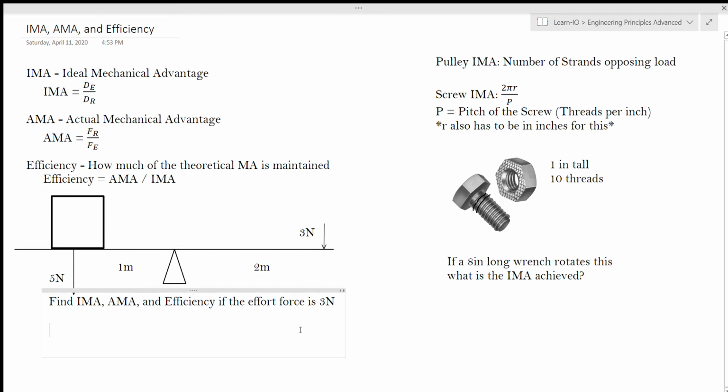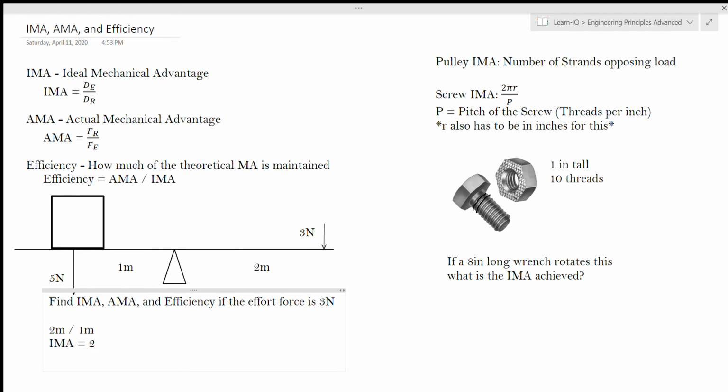Then we have the dR, the resistance force's distance, the distance resistance. That would be, in this case, the 1 meter, the distance that this force has to travel right to the center, 1 meter. In the case of an inclined plane, for example, that would only be the y value of the ramp, so just directly up. But in this case, we have a dE of 2 meters divided by a dR of 1 meter, which gives us an IMA of 2 to 1, or you could just write it as an IMA of 2.